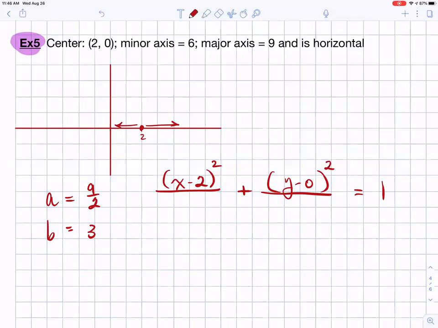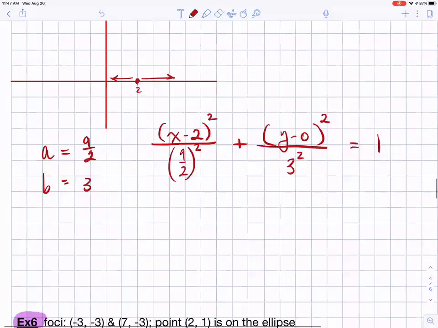Does my A go under the X's or under the Y's? It goes under the X's. Remember, it was a pickle. We already established that. And it's supposed to be an A squared down there, right? Okay, so for now, I'll just write 9/2 squared. I'll clean it up in just a minute. I'm just really showing my work along the way. And then my other denominator is going to be 3 squared. Yeah, that's a 9. Okay, let's clean it up.